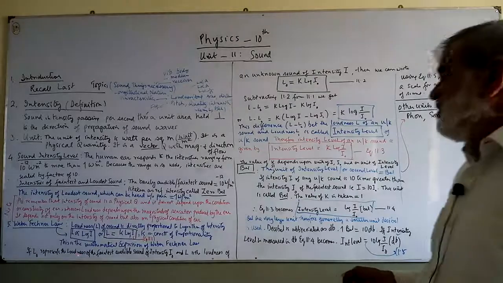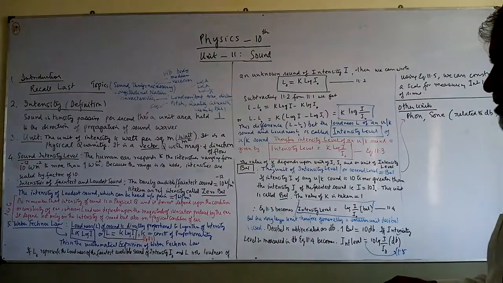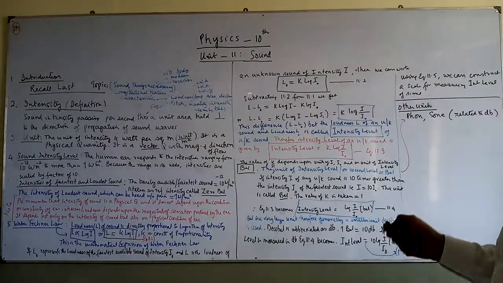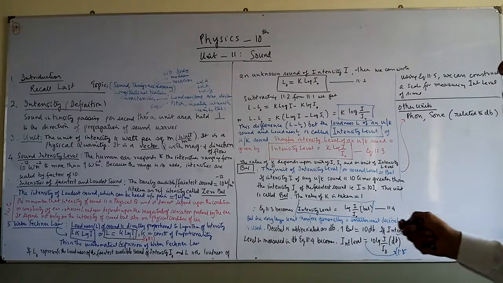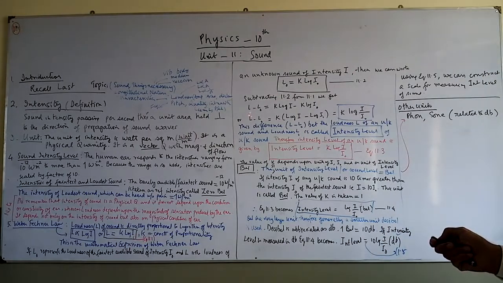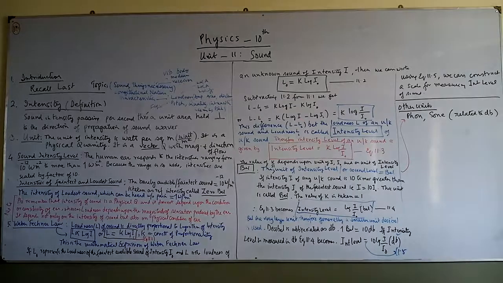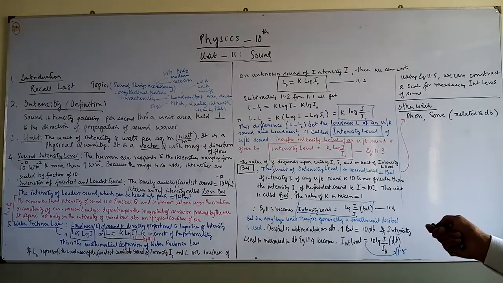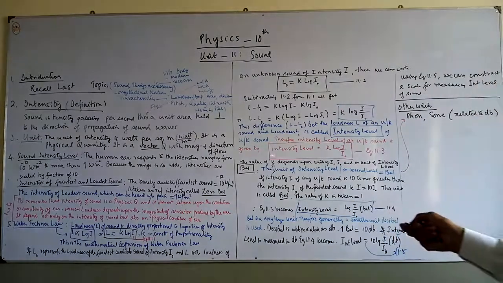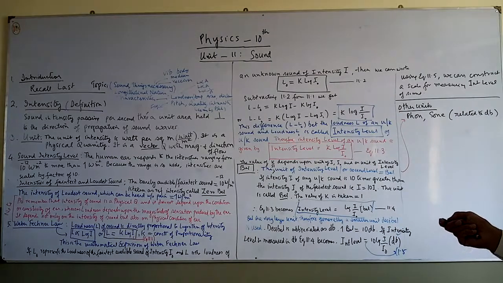Suppose L naught represents the loudness of the faintest audible sound of intensity I naught, and L is the loudness of an unknown source. Then L naught is equal to K log I naught. Subtracting this from equation 11.1, we get L minus L naught is equal to K log I minus K log I naught, or L minus L naught is equal to K log I over I naught. This difference between the loudness of the unknown sound and the faintest sound is known as the intensity level of the unknown sound. Therefore, intensity level of an unknown sound is given by K log I over I naught.